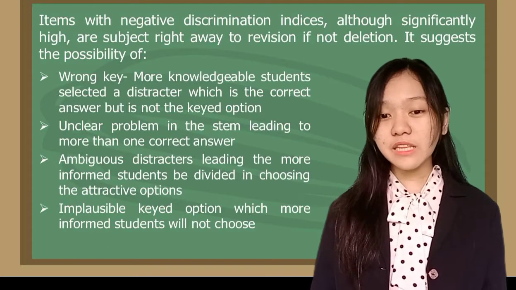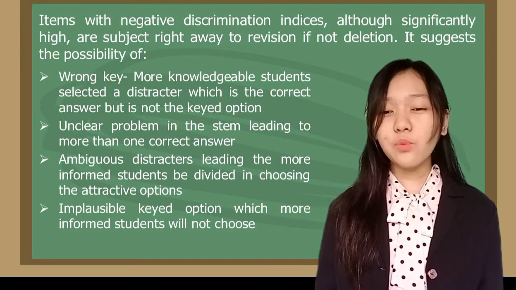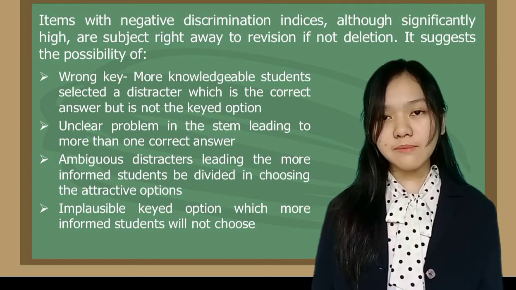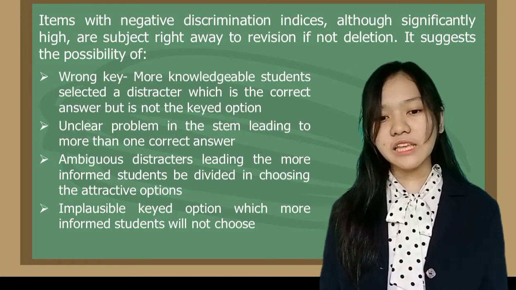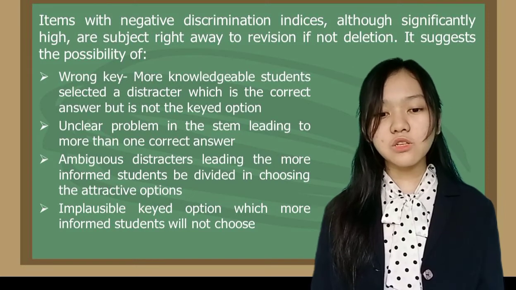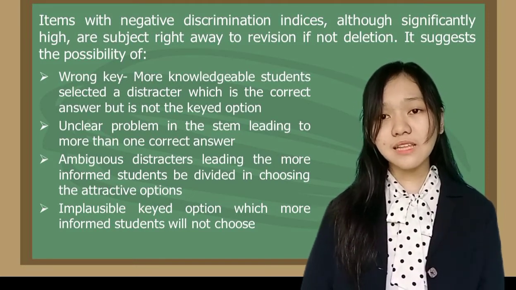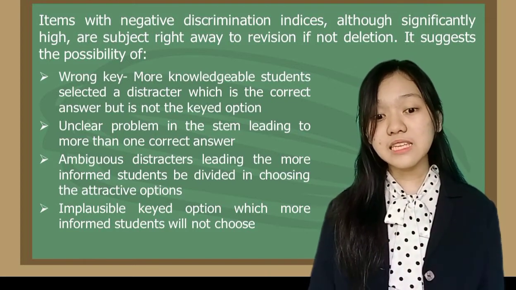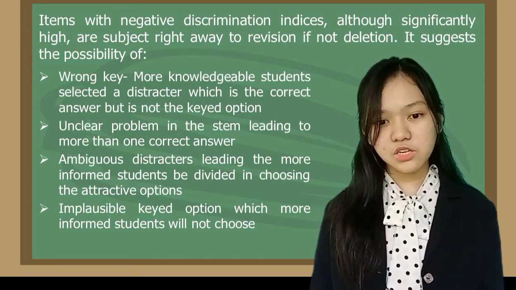Items with negative discrimination indices, although significantly high, are subject right away to revision if not deletion. With multiple choice items, negative D is forensic evidence of errors in item writing. It suggests the possibility of a wrong key, or more knowledgeable students selected a distractor which is the correct answer but is not the keyed option. Or it is an unclear problem in the stem leading to more than one correct answer.